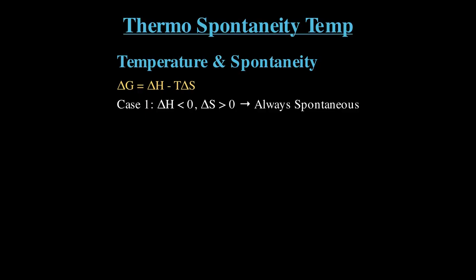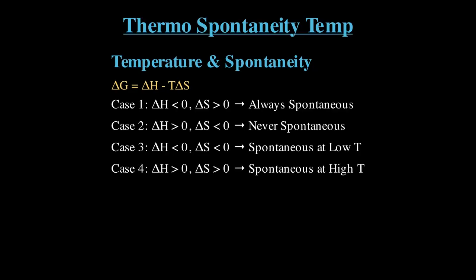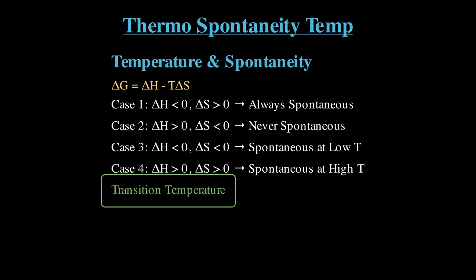Case 2, if delta H is positive and delta S is negative, the reaction is never spontaneous. Case 3, when both delta H and delta S are negative, the reaction is spontaneous only at low temperatures. And finally, case 4, when both delta H and delta S are positive, the reaction becomes spontaneous only at high temperatures. The temperature at which the reaction switches between spontaneous and non-spontaneous is called the transition temperature, found by setting delta G to 0, which gives T equals delta H divided by delta S.